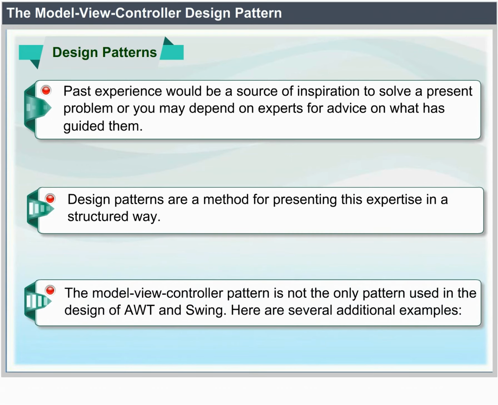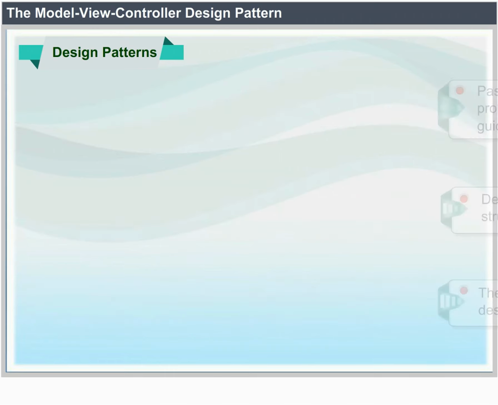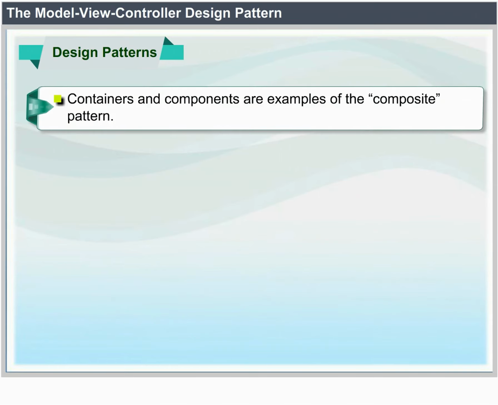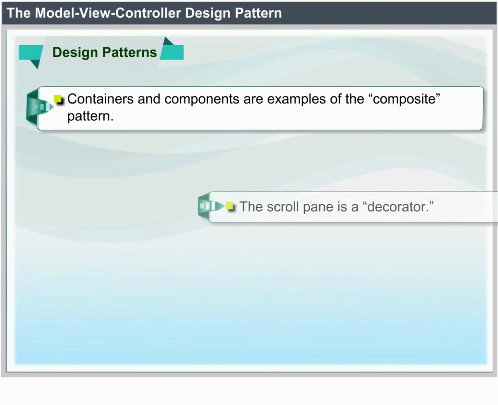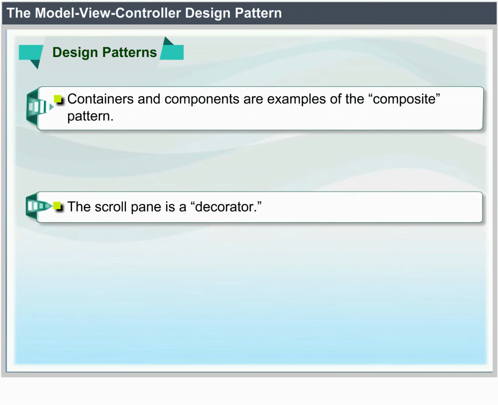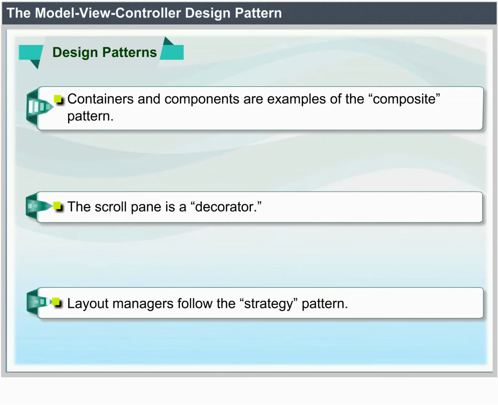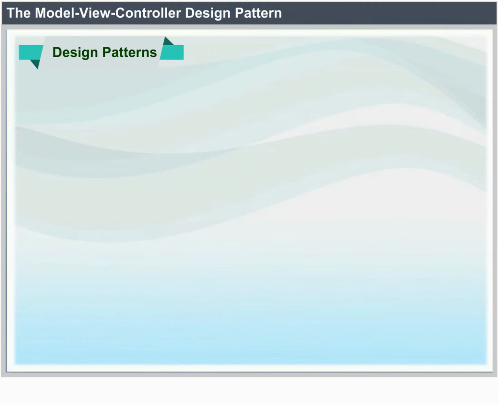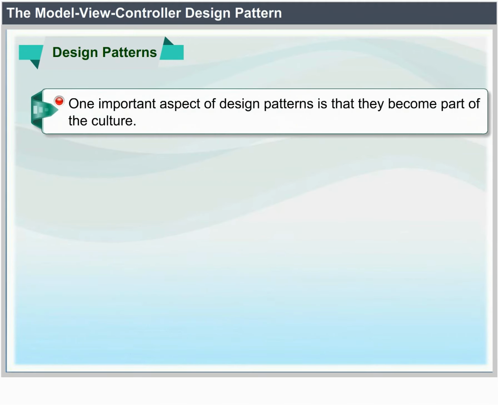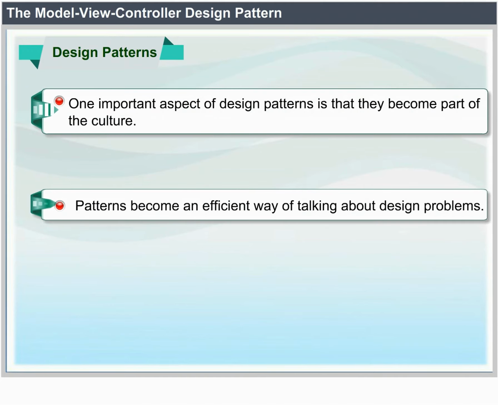The Model View Controller pattern is not the only pattern used in the design of AWT and Swing. Here are several additional examples. Containers and components are examples of the composite pattern. The scroll pane is a decorator. Layout managers follow the strategy pattern. One important aspect of design patterns is that they become part of the culture. Patterns become an efficient way of talking about design problems.